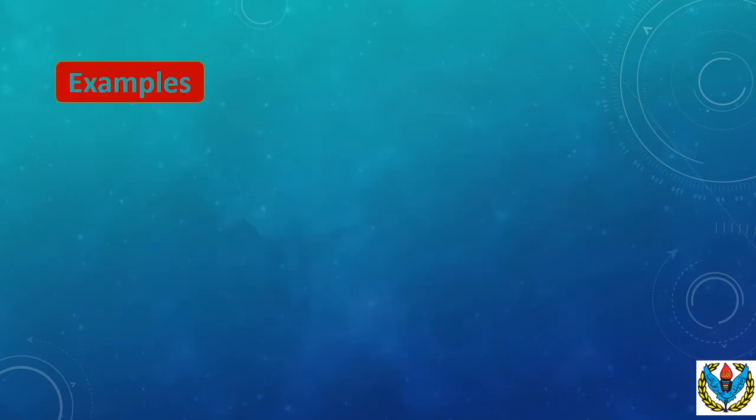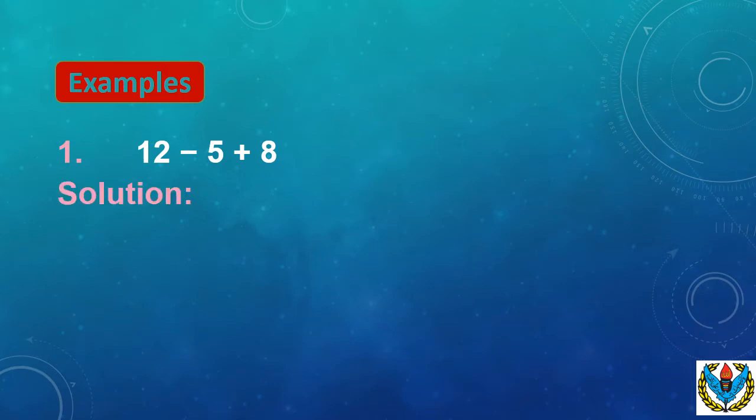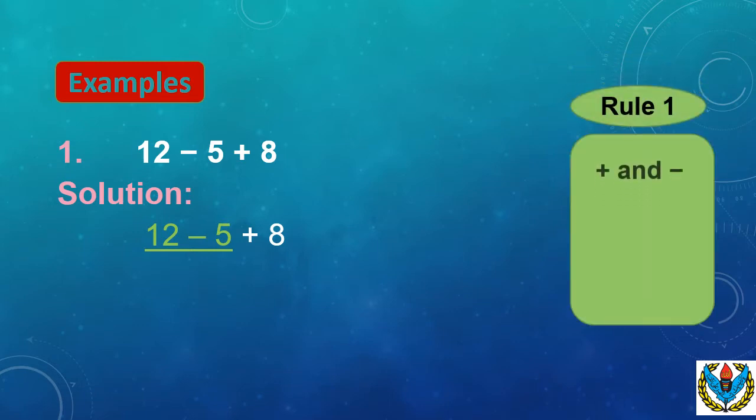Now let's see the examples in which we will use rule number 1. Here is example number 1, 12 minus 5 plus 8. Let's see the solution. In this question there are 2 operations only, subtraction and addition. And according to rule number 1, if in any question there are 2 operations only, whether they are addition and subtraction or multiplication and division, so what we will do, we will start working from the left side.